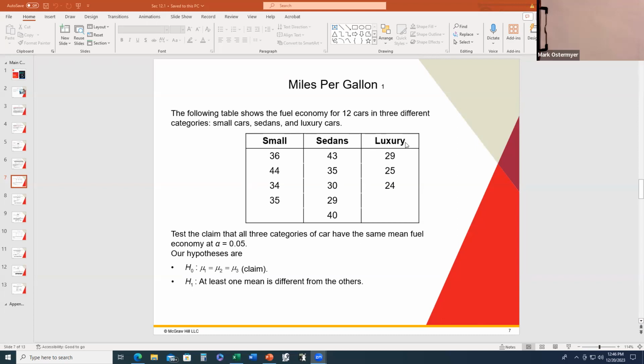We want to test the claim that all three categories of car have the same mean fuel economy. We'll test at 5% level of significance. So the hypotheses are as such. The claim is the null hypothesis, which says that the mean fuel economy of small cars is equivalent to the mean fuel economy of sedans, which is equivalent to the mean fuel economy of luxury vehicles, versus the alternative hypothesis that says, no, this is not true. There is a difference between the mean fuel economies of these three groups here. So those are the hypotheses we're testing. There's our data set. Notice the sample sizes are not the same. They don't necessarily have to be the same. They might, but they may not have to be.